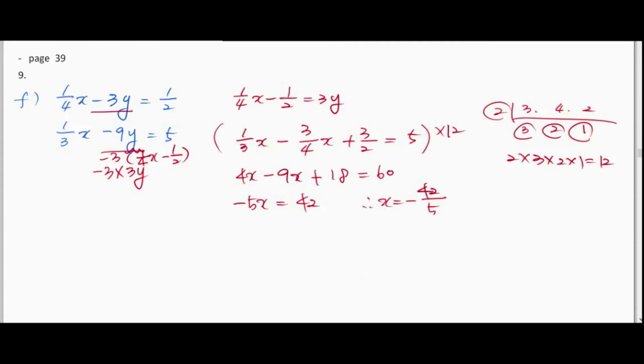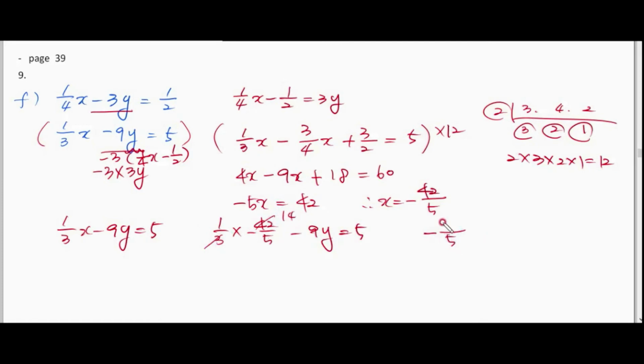And also we should find that y right now. So let's just substitute it right here. Negative 1/3 x minus 9y equals 5. X is negative 42 over 5. Then 1/3 multiplied by that, negative 42 over 5 minus 9y, that equals 5. These two being simplified like this.